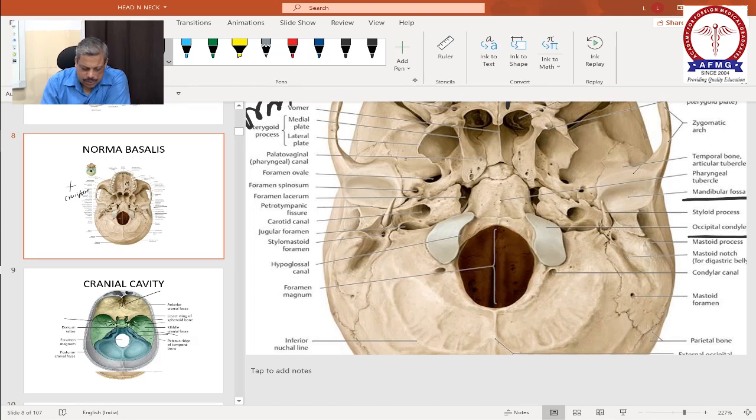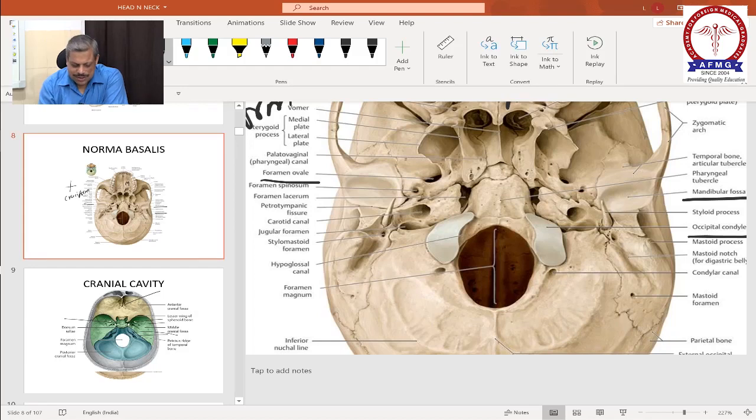Then look, this is the foramen lacerum. Clear? This is the carotid canal, and then this is the foramen ovale. You can easily identify this opening, the foramen ovale. And I told you, posterolateral to the foramen ovale is the foramen spinosum. Foramen ovale and foramen spinosum.